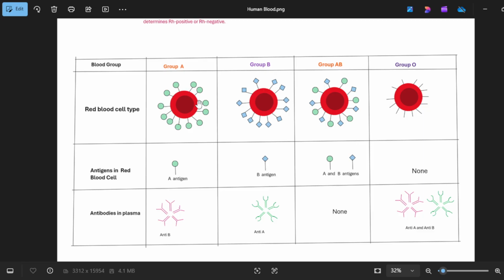These antigens are present on the surface of the red blood cells, and we also have antibodies inside the plasma. These are also some kind of proteins present in the plasma, specific proteins. Not all people will have the same kind of antigens or the same kind of antibodies. That's why the blood group varies. Some people will have this type of red blood cells, some will have this type, some will have this type, some will have no antigens. That's why your blood group varies. So these will decide your group, your antigens and your antibodies.